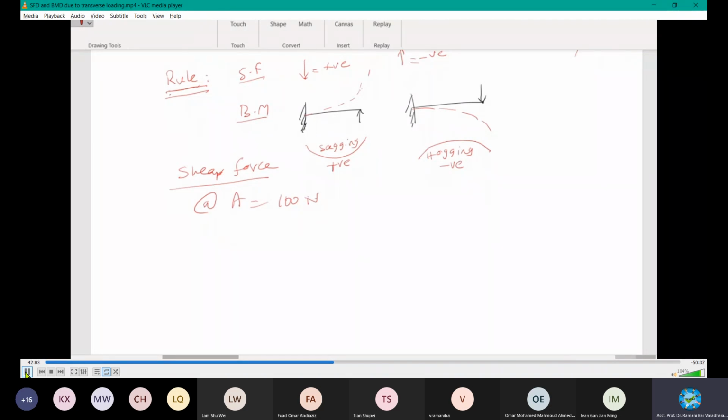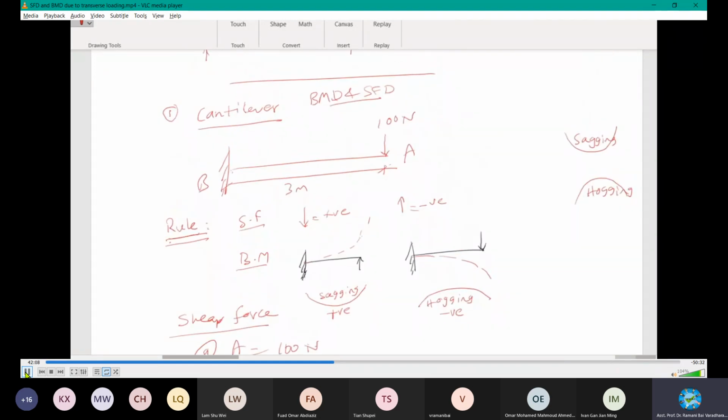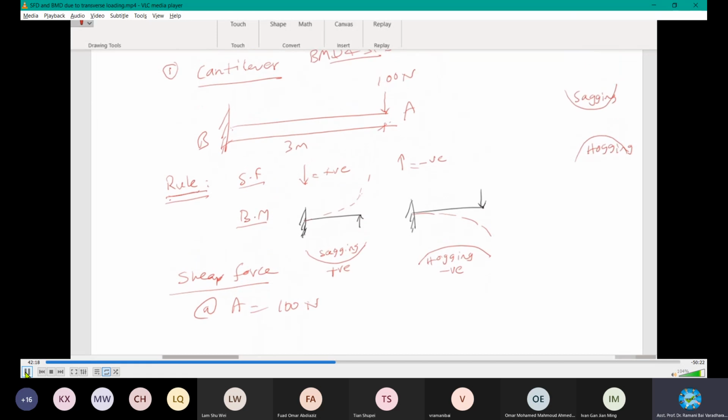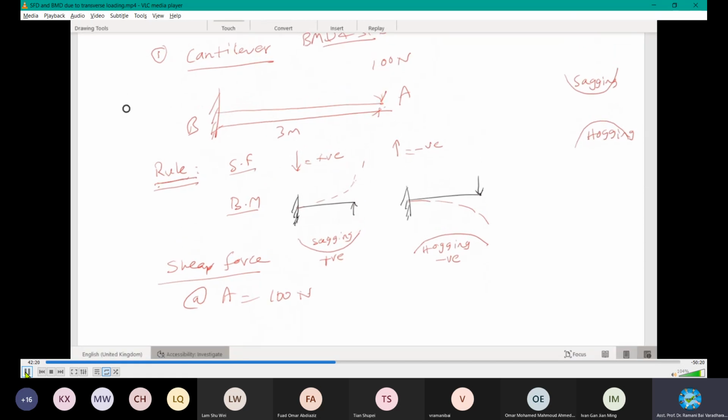What is the value at B? Moving on from A, just keep moving, and when you go, there is nothing happening after that, so no value changing. Go to B, what will happen? Is there any loading here? If free, it won't do anything, but because it's fixed, it will tend to react to this loading.